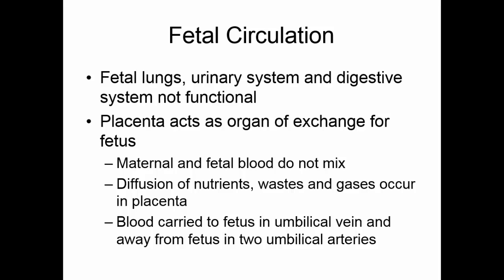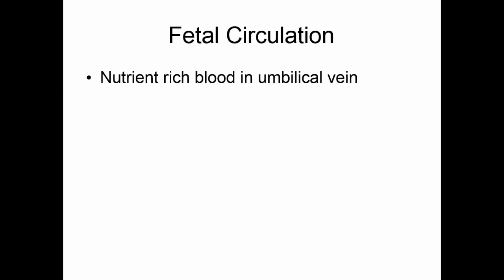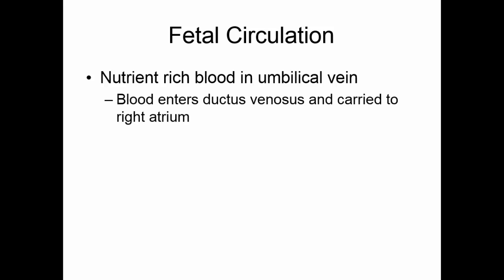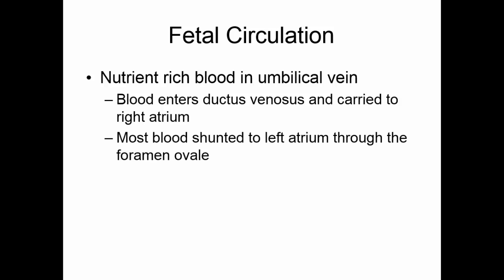The blood is then carried from the placenta to the fetus in the umbilical vein and away from the fetus in two umbilical arteries. The nutrient-rich blood is in the umbilical vein. Now, as this vein enters the fetus, it becomes the ductus venosus, and this blood is carried directly to the right atrium. We don't really have to send blood to the lungs. The lungs are not functional, and we're already carrying oxygen from the mother.